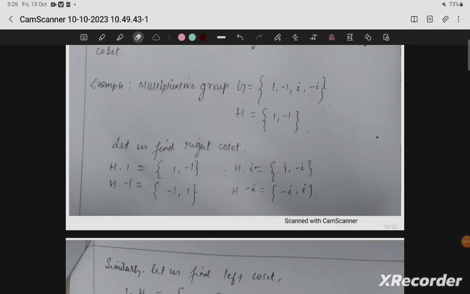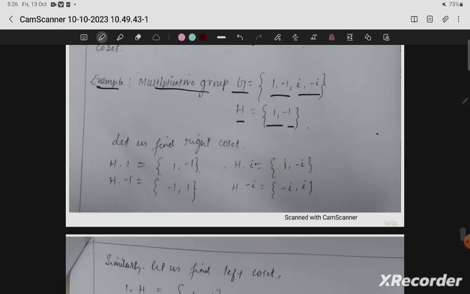Now let us verify the properties of cosets using an example. This is a multiplicative group G given by {1, minus 1, i, minus i} and H is {1, minus 1}. With this we will find the right coset and left coset. So we will find the right coset. H into 1. Since it is a right coset, we will multiply on the right side.